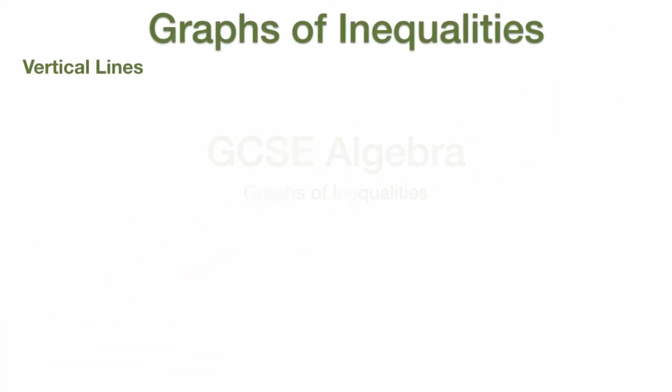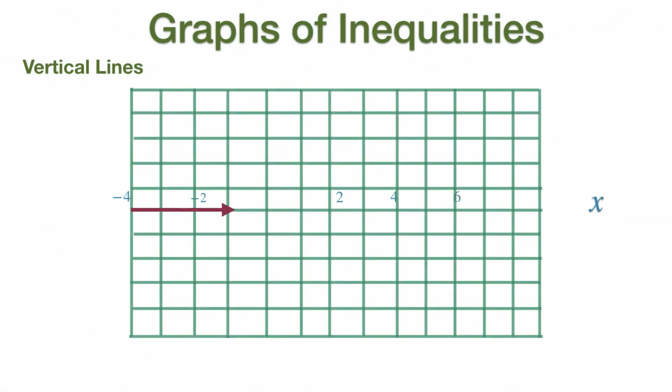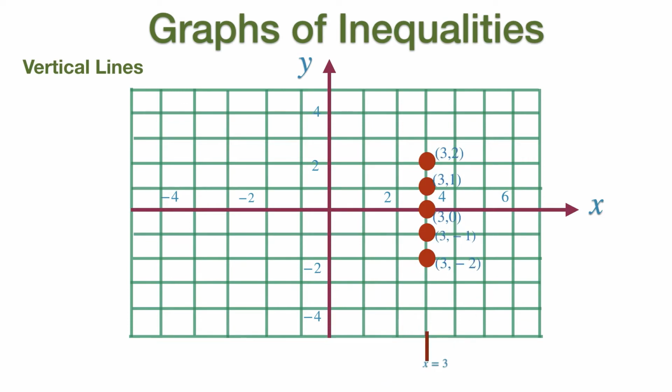Before we are able to shade the inequality regions, it is so important to be able to sketch the straight line graphs. For example, this vertical line has the equation x equals 3, as all the points on the line have the same x coordinate of 3.